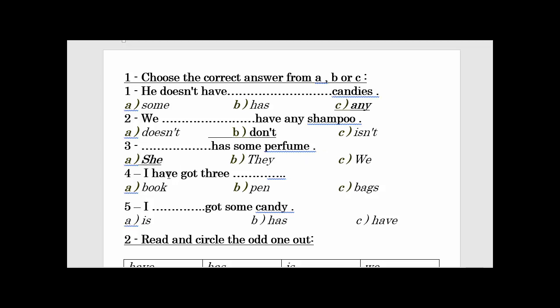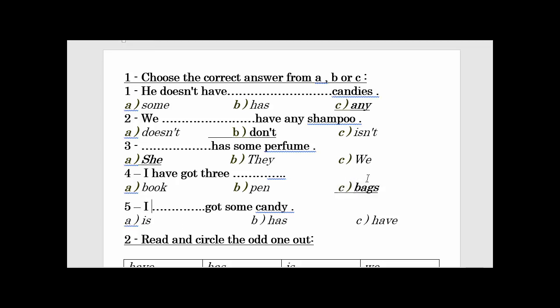Number four, I have got three space. Book, pen, bags? Here we have three, which is more than one, so we have to use a plural noun. So the answer is bags. I have got three bags.